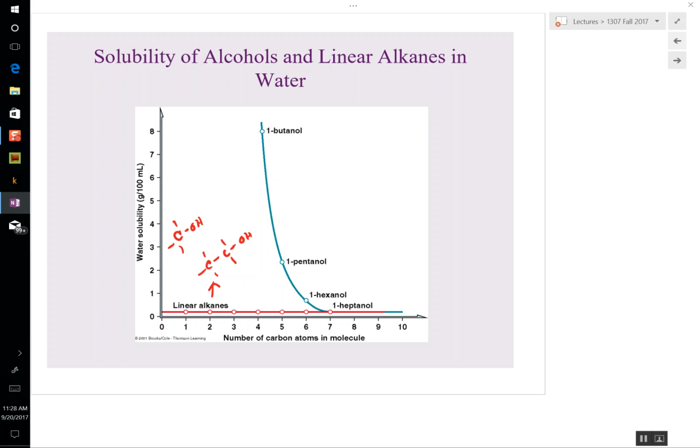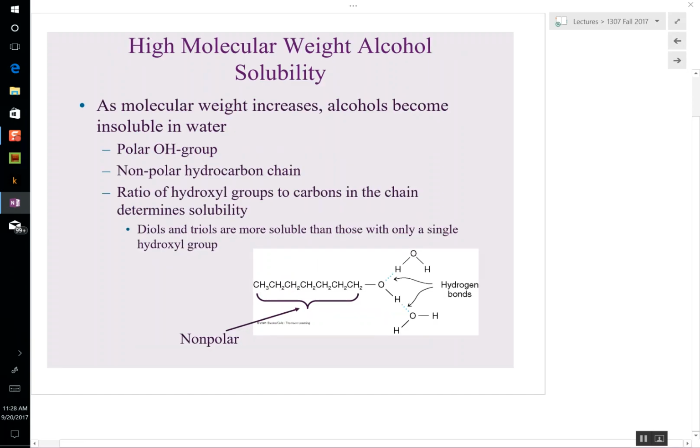Okay, now why? Let's go back to that previous slide. How many carbons do we have? 1, 2, 3, 4, 5, 6, 7. This right here is heptanol. And what we're saying, we haven't changed the fact that that is a polar bond. But now there are so many non-polar carbons attached to it that the molecule is acting more like heptane than an alcohol.